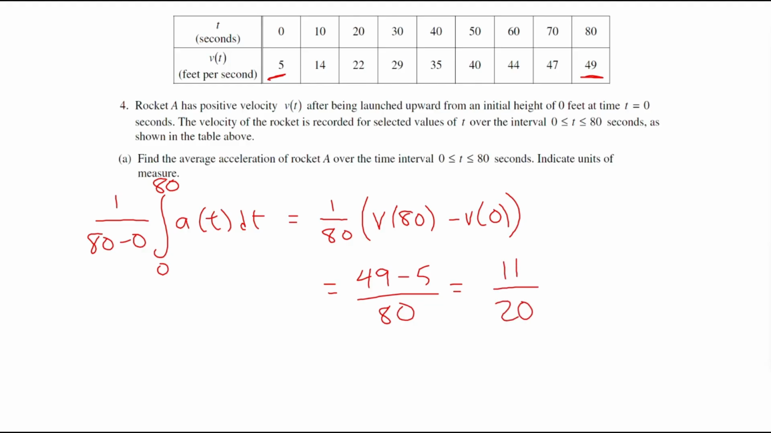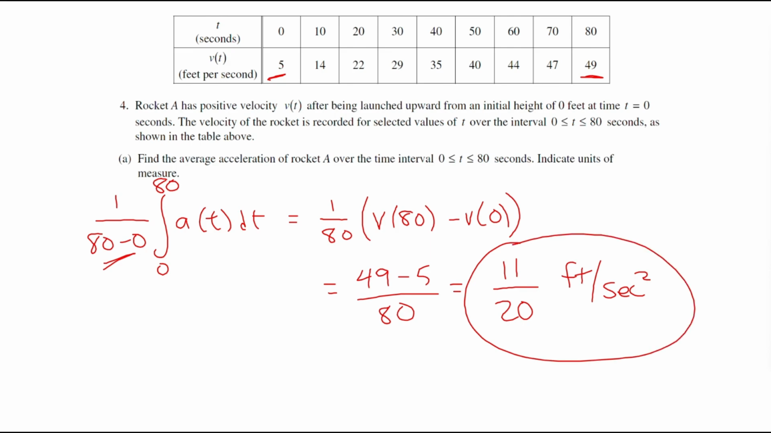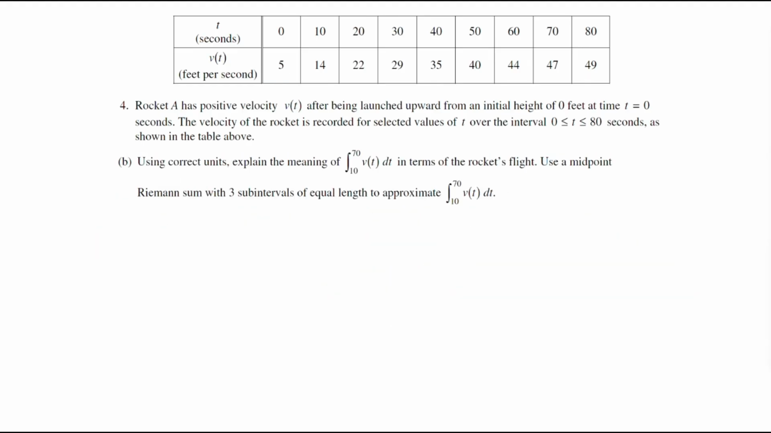It says indicate units of measure. So the velocity was in feet per second. If we divide it by a number of seconds, 80 seconds, that should become feet per second squared. And they just gave you 1 point there for the answer of 11/20. And the units, you had to have the correct units in parts A and B to get a point for the units. So we'll note that as we come here to part B.